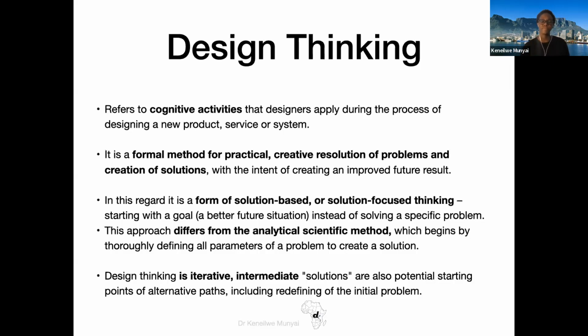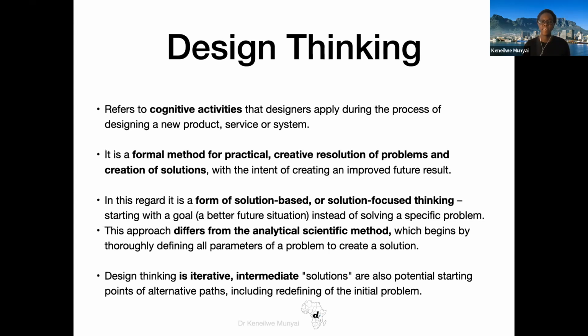of working. So design thinking refers to the cognitive activities that designers apply during a process of designing new products, services, or systems. It is a formal method for practical, creative solution of problems and creation of solutions. And basically, it's a structured approach, but it can be very chaotic as you do it, because it's all about making the information visible, and it's highly collaborative, and it's very fast paced as well. So the principle of embracing time as a constraint. So every task is very timed, and it's an iterative process as well.